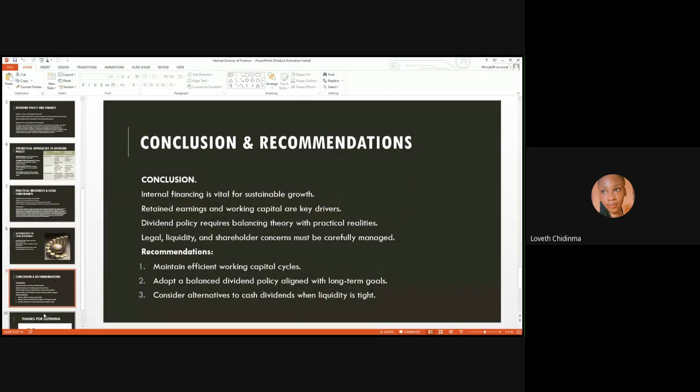In conclusion, internal financing is vital for sustainable growth. Retained earnings and working capital are key drivers. Dividend policy requires balancing theory with practical realities. Legal, liquidity, and shareholder concerns must be carefully managed. Recommendation: maintain an efficient working capital cycle, adopt a balanced dividend policy aligned with long-term goals, and consider alternatives to cash dividend when liquidity is tight.